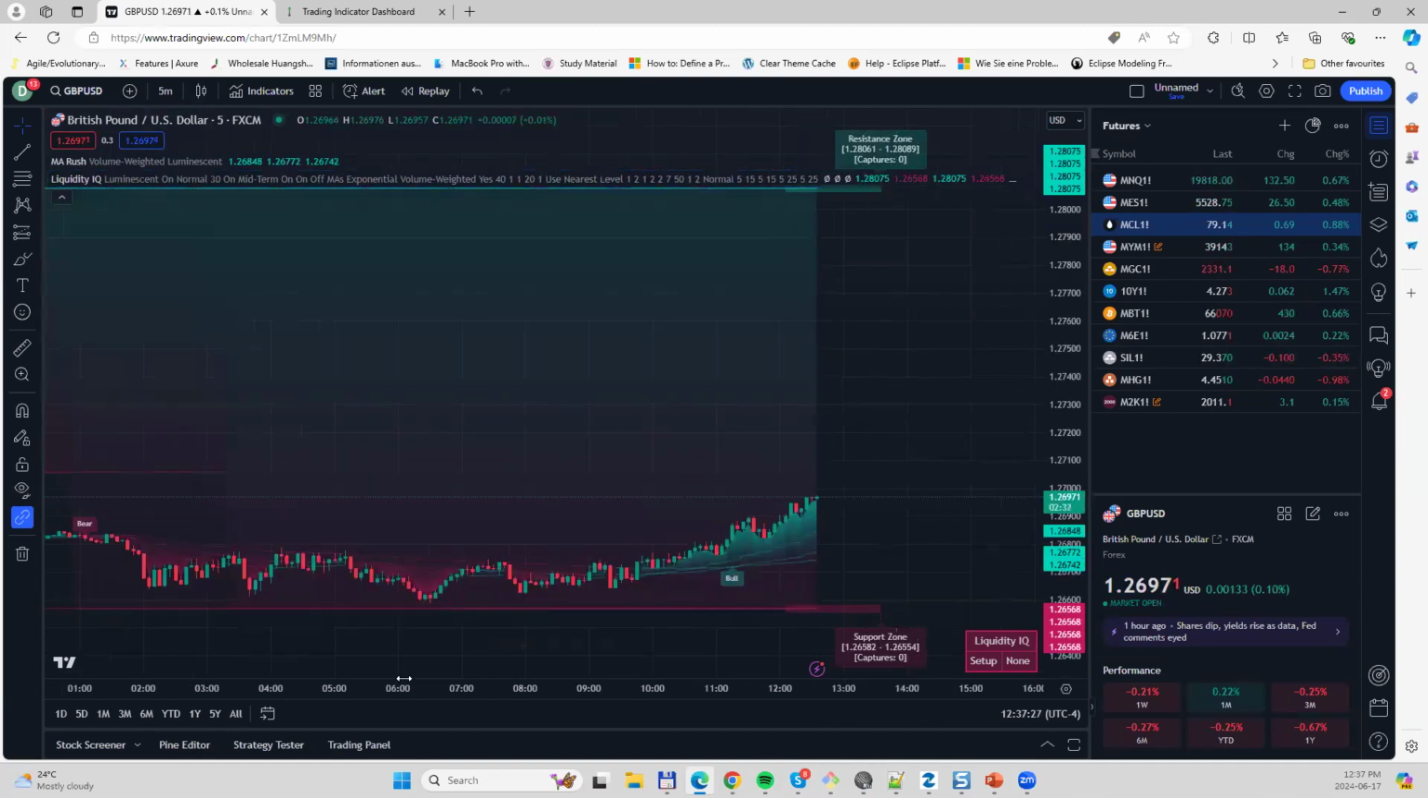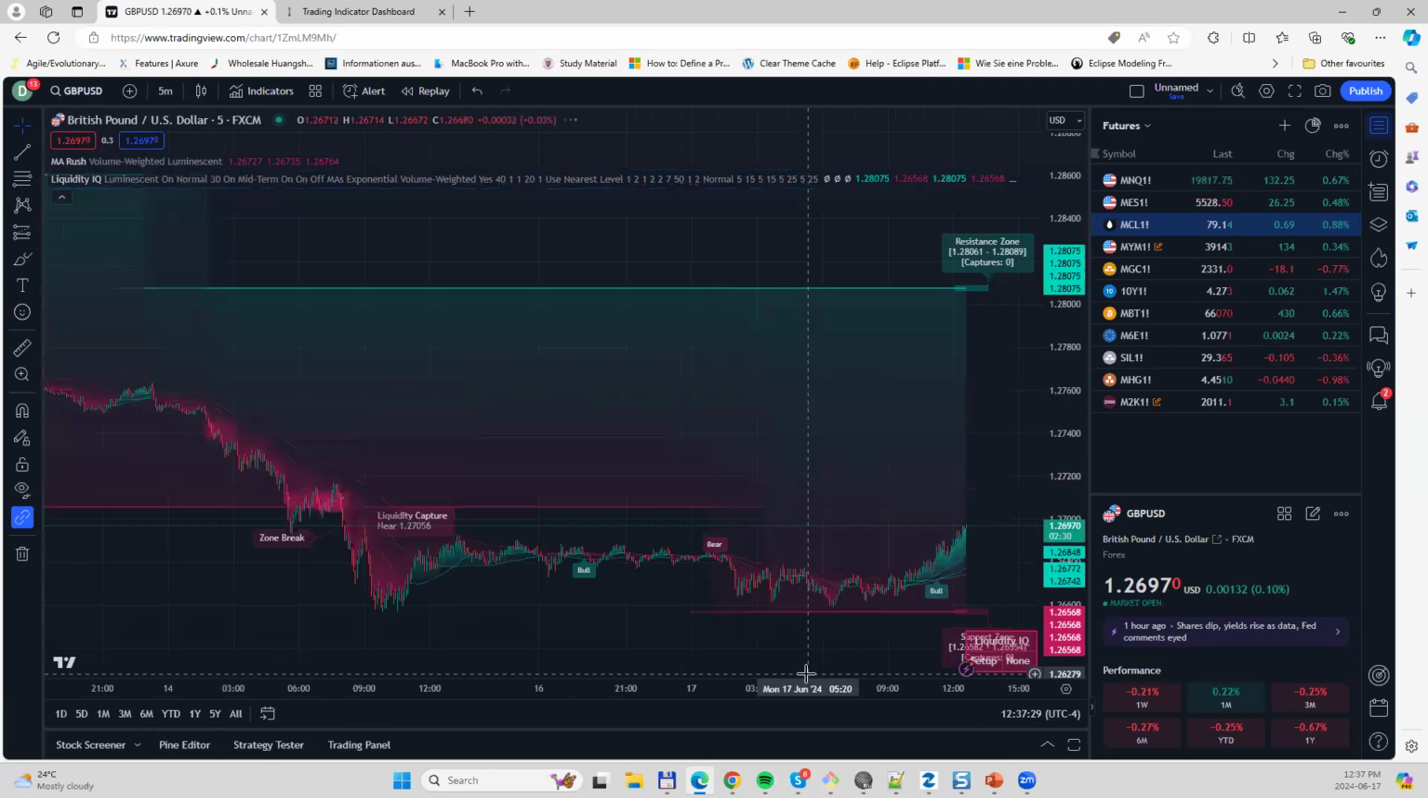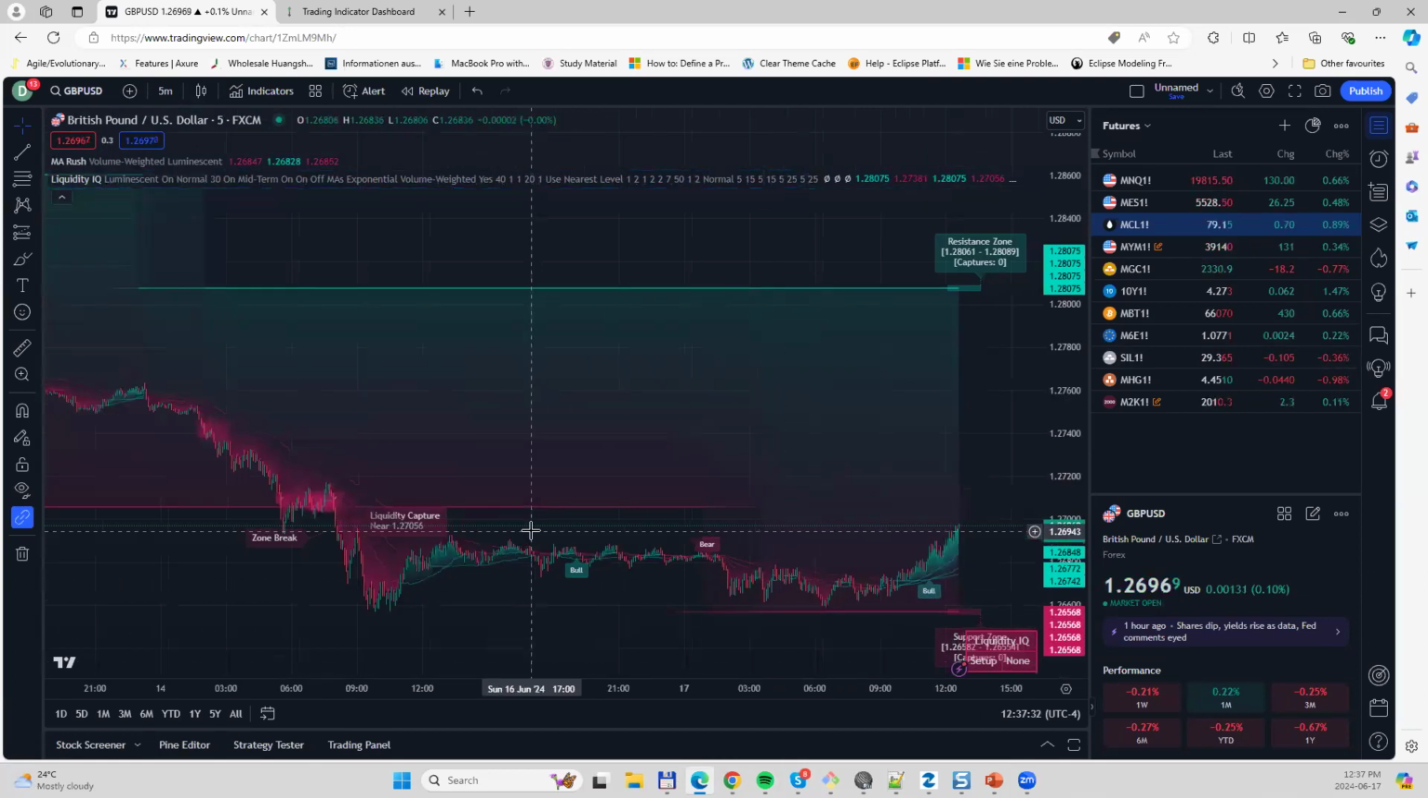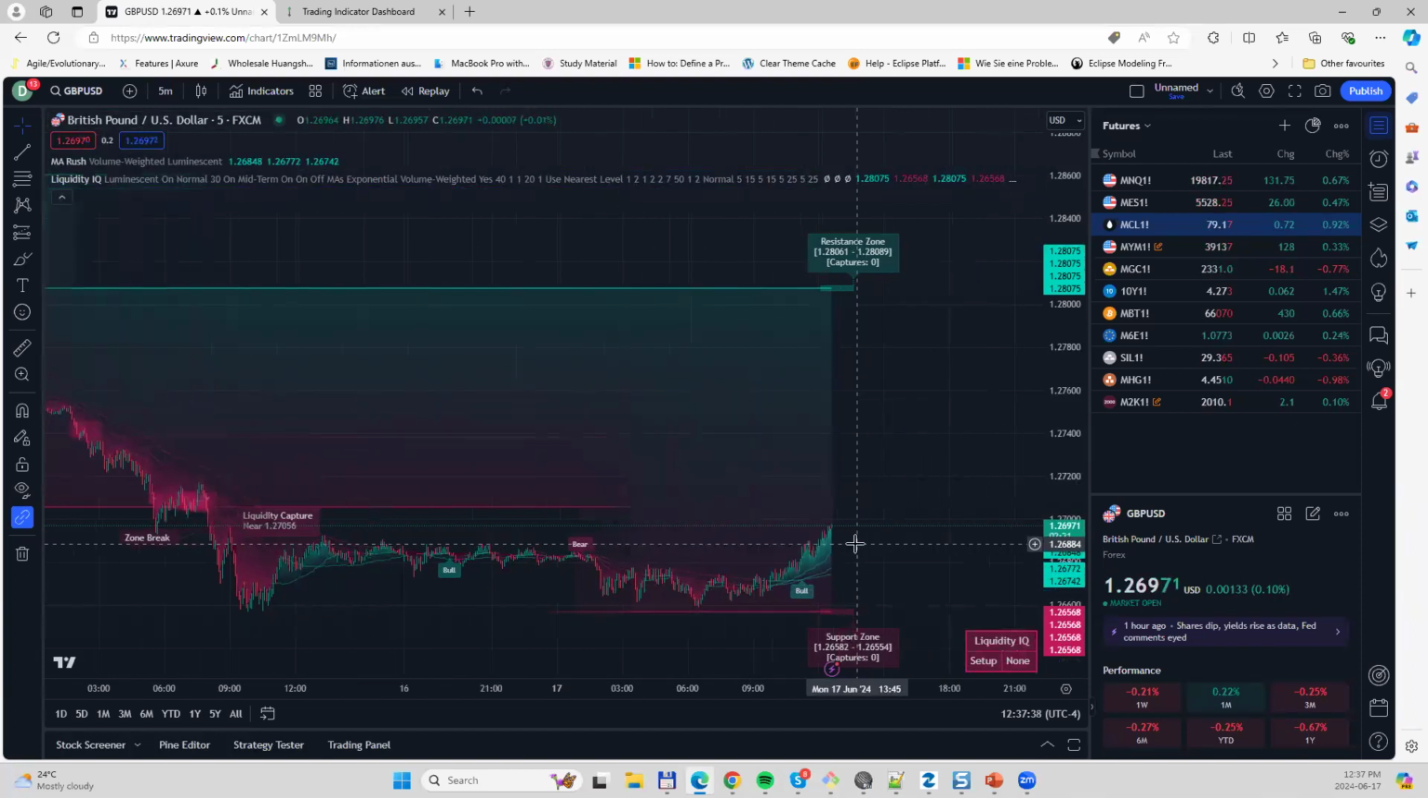Pound USD on the 5 minutes. We are in between support and resistance. So price is definitely closer to support than it is to resistance. But what's perhaps noteworthy here on this symbol is that we have the support level here at around 126,500, which we knew about since Sunday night.